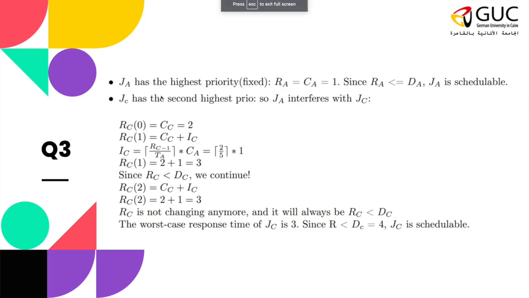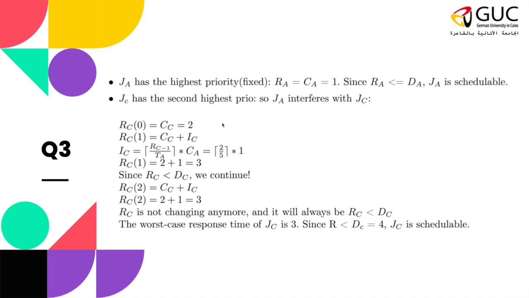Here, task A had the highest priority, so it was always having a response time of 1, which is equal to its computation time, which is less than or equal to its deadline, so it was scheduled. Then we started with the second highest priority task, which was task C. Only task A had an interference with task C, so actually the set HP of i only had task A. Okay, because task A is the only task that interfered with task C.